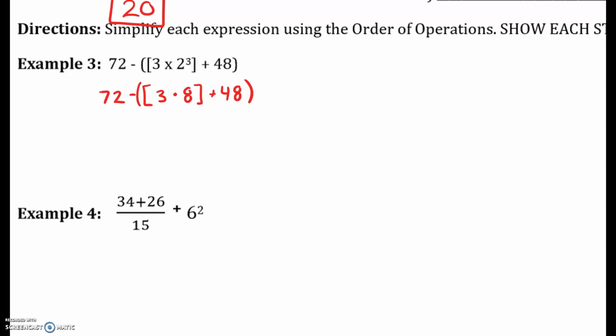Okay, continue inside those brackets. 3 times 8 is 24. And now we can get rid of the brackets but keep the parentheses. We will now add the two numbers in the parentheses. So 24 plus 48 is 72 as well. And now one last step gets us down to a real easy answer. 72 minus 72 is 0.